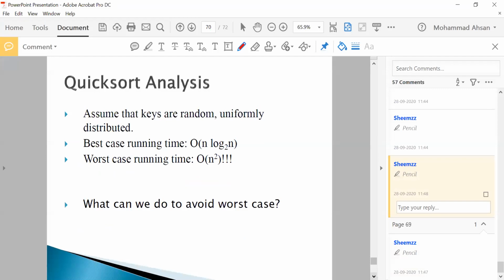So now, how do we avoid the worst case? Because n square is not a good time to sort. We avoid it by carefully choosing the pivot. Sometimes they know what kind of input you're going to get. Okay, because we're not talking about, let's say, n equal to 5, n equal to 10.